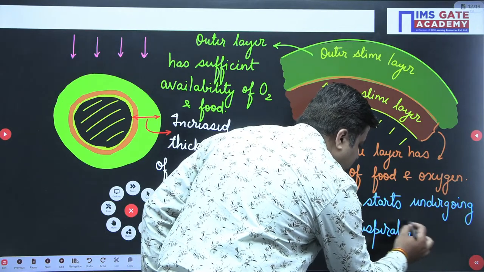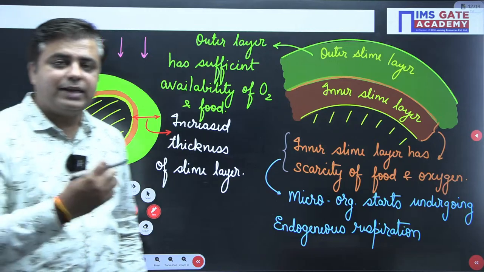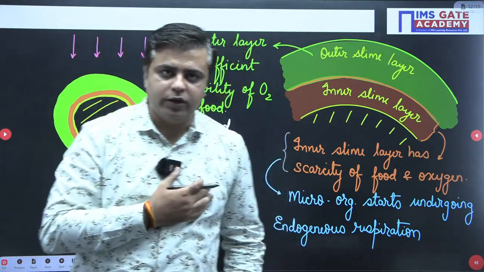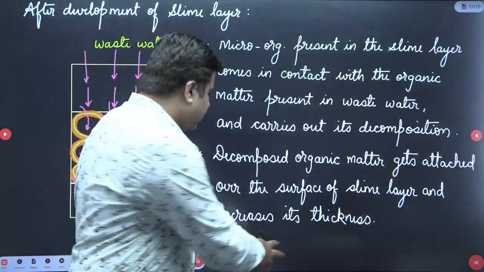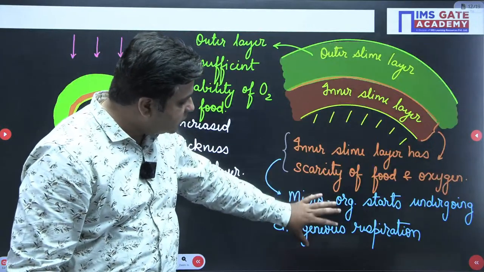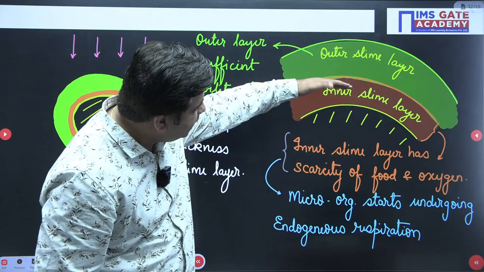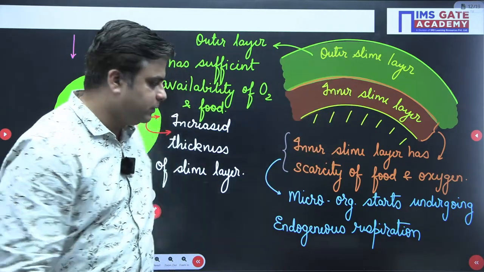And what is endogenous respiration? Microorganisms start killing themselves as the source of food. They start eating themselves as the source of food, right? So the microorganisms which are present in this inner slime layer start undergoing endogenous respiration. And due to this endogenous respiration, the bond between the slime layer and the filter medium weakens.